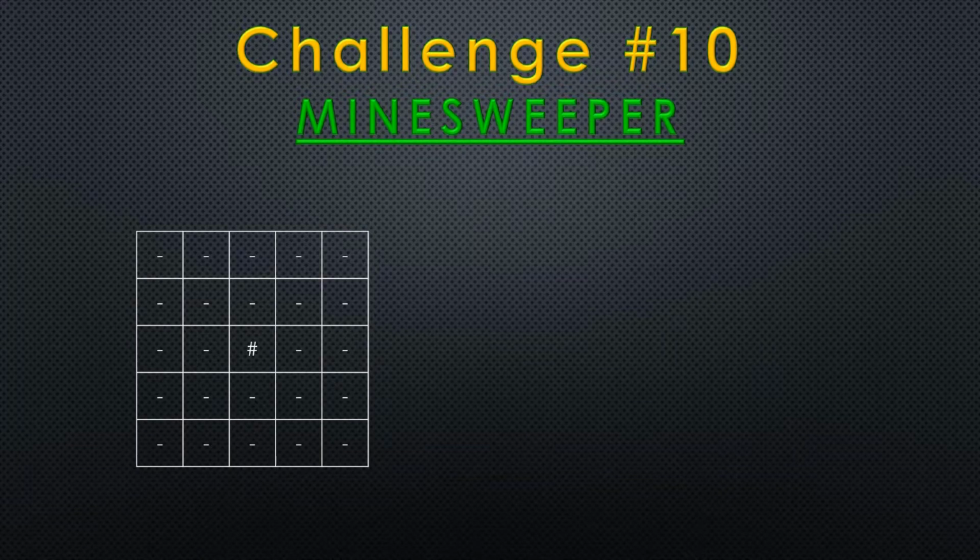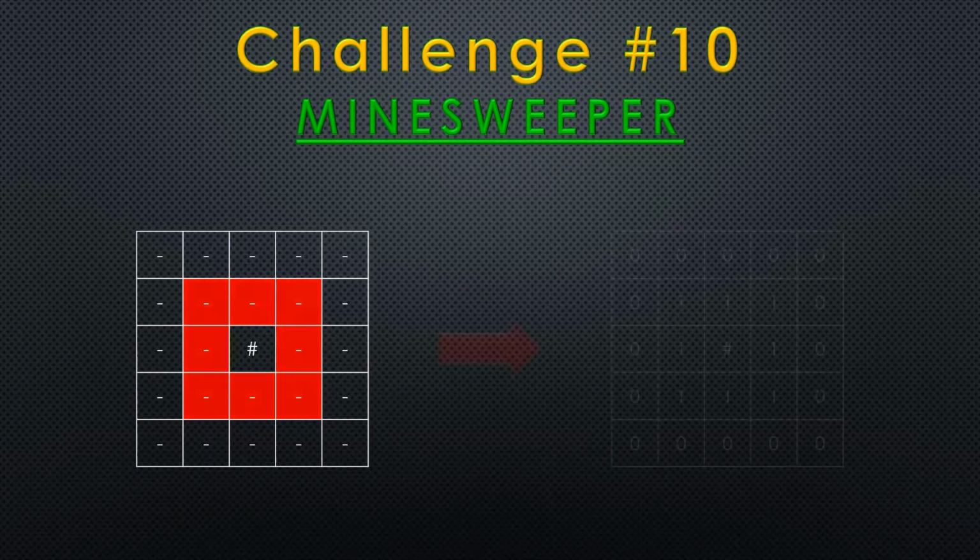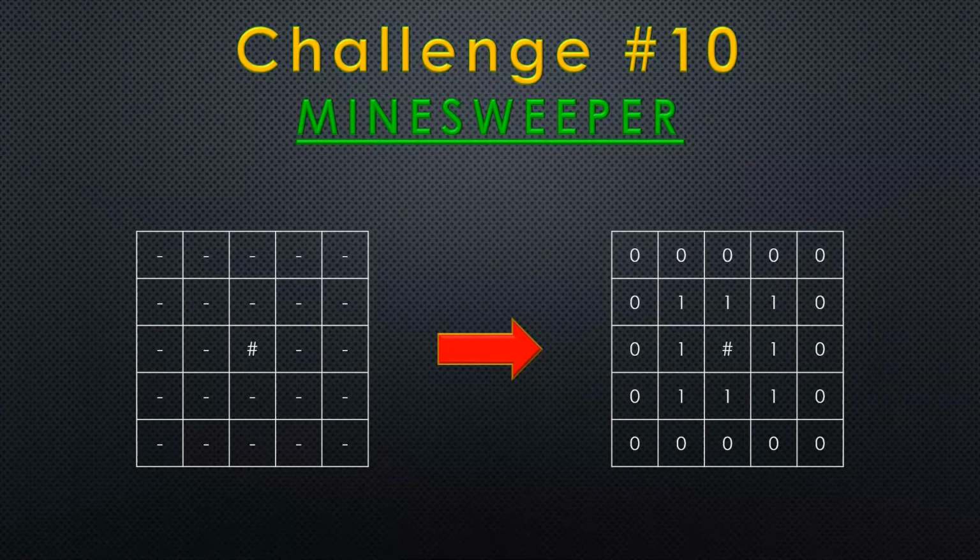Now please remember that adjacent means both vertically, horizontally, and diagonally. So in this example, the solution would look something like this. Now remember, the hashes must remain and should not be substituted by values.